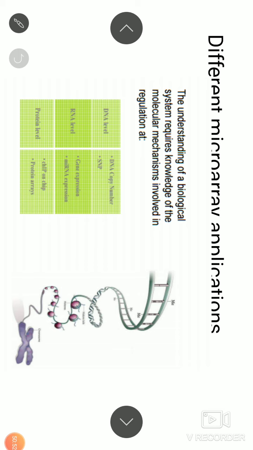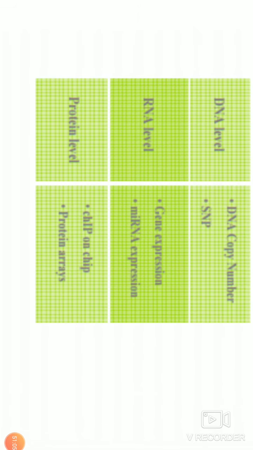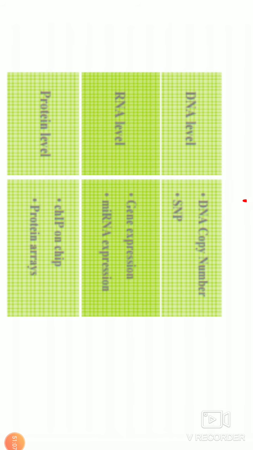As of now, we will see applications of microarray. Different microarray applications are there. At the DNA level, you can use the microarray to find out how many copy numbers of a gene are present in the DNA, or single nucleotide polymorphism can be understood using different probes which are designed with a single base change, and then see hybridization of your DNA of interest and find out single nucleotide polymorphism.